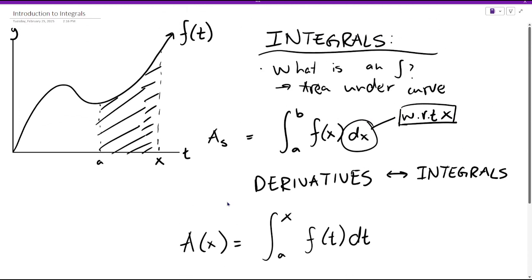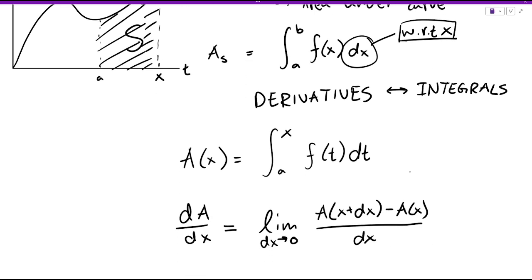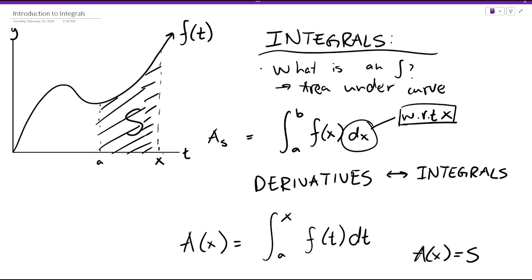So let's call this whole area S, right? So this is the shaded area, okay? So A of x is simply S because it's the integral from a to x, right? A to x. Now we need to figure out what A of x plus dx is. So let's say we add some very, very tiny amount dx, right?